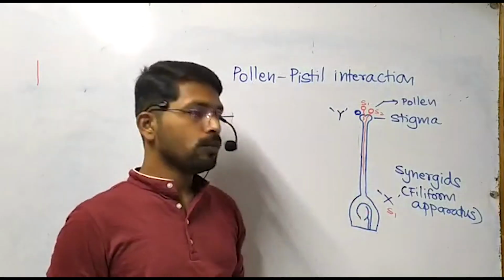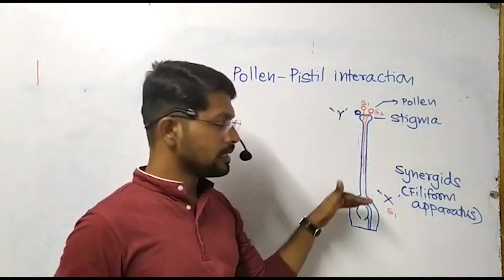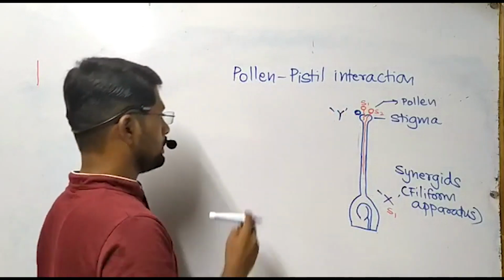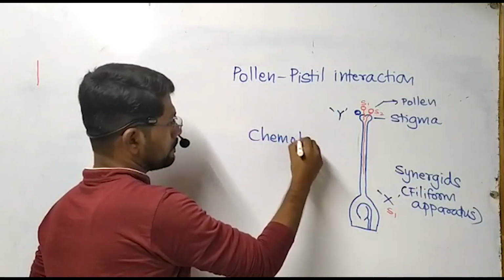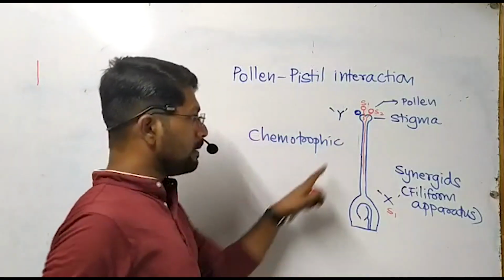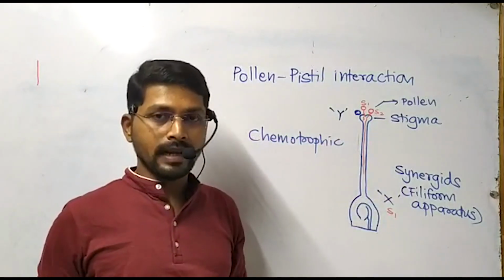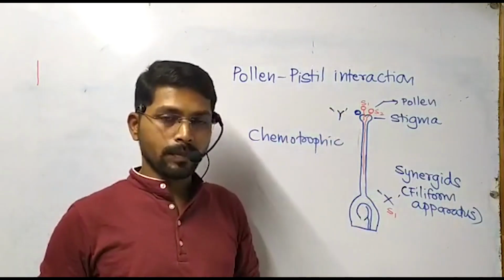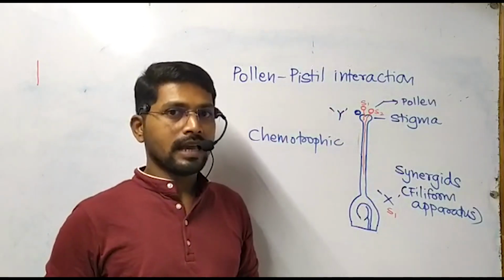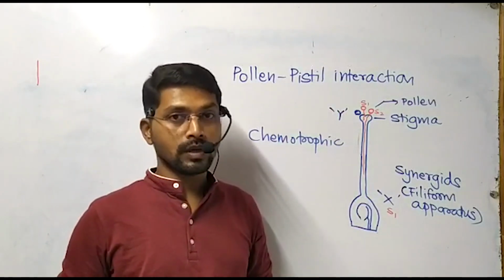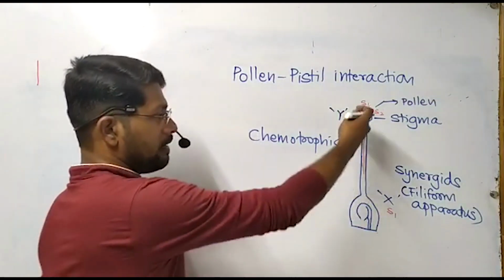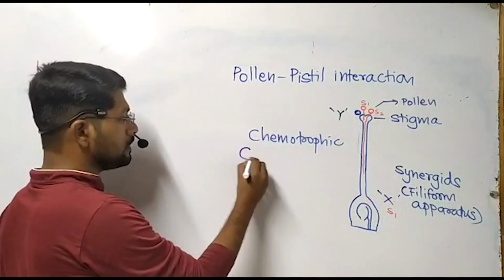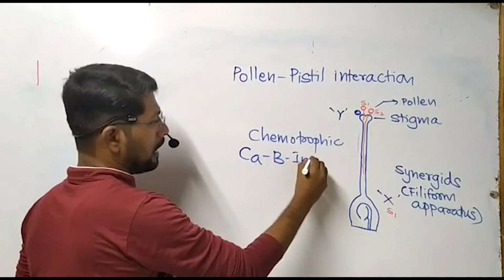Now, the movement of the pollen tube along the style towards the ovary is called chemotropic movement. This part is very important. The movement of the pollen tube is considered chemotropic movement. The reason behind that is the pollen tubes move along the pistil, or along the carpel, along the gradient of calcium, boron and inositol sugar. This is very important. The pollen tube is running towards the concentration of calcium, boron and inositol sugar.